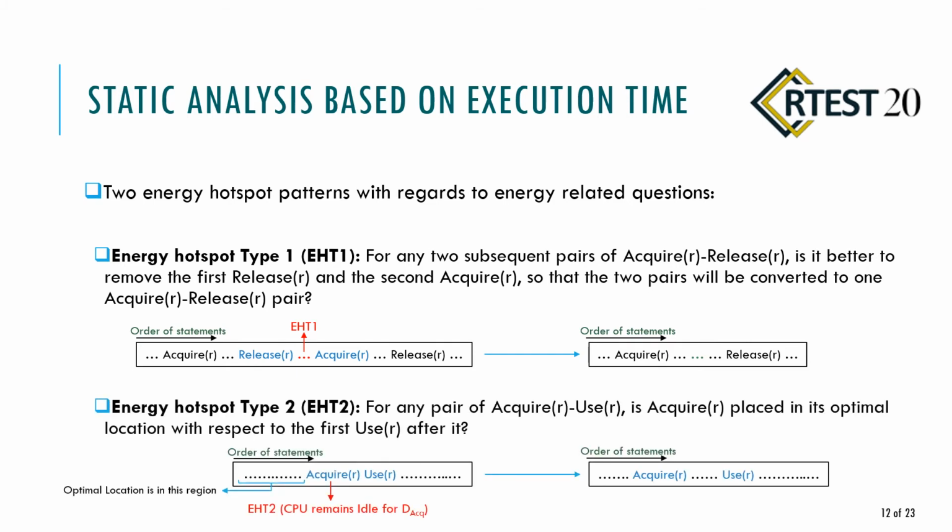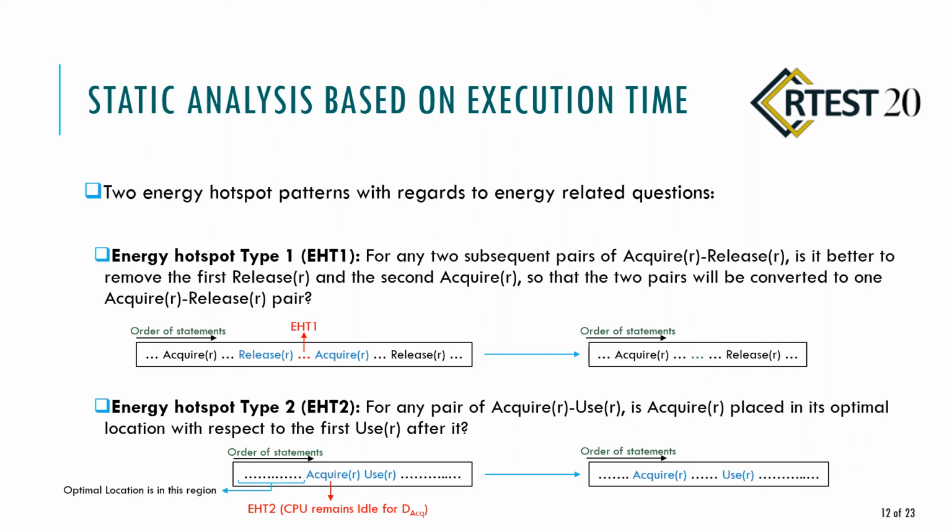Question 2 for energy hotspot type 2. For any pair of acquire-use, is acquire placed in its optimal location with respect to the first use after it? If the answer to this question is no, then we call the program segment between acquire and the subsequent use a program energy hotspot type 2, or EHT2. The reason that this segment uses more energy than necessary is twofold.